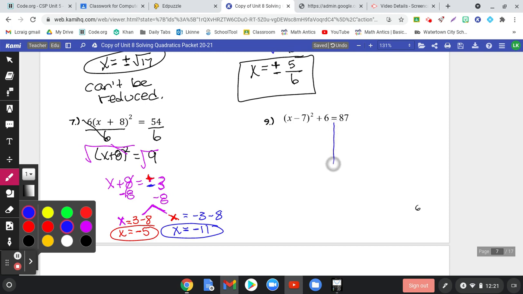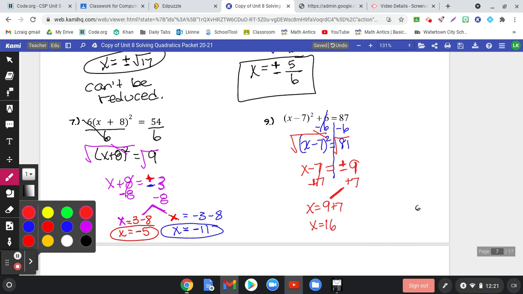All right, last question. Subtract 6 from both sides. We're left with x minus 7 in parentheses squared equals 81. Good, that's a perfect square. We like that. Take the square root. X minus 7 equals positive or negative 9. And then we add 7 to both sides, which leaves us with x equals positive 9 plus 7. So x is 16. Or x can be negative 9 plus 7, which is negative 2.